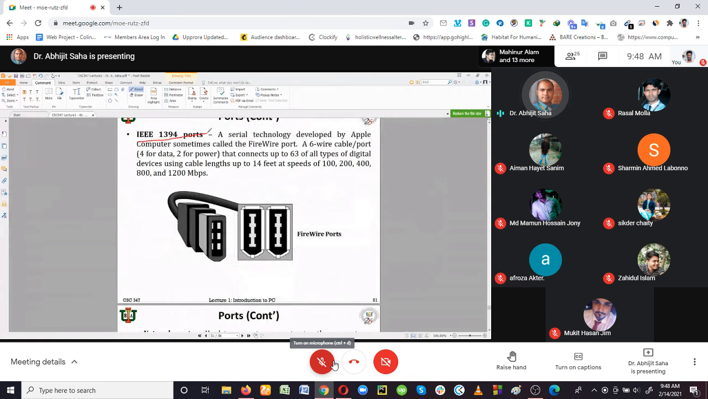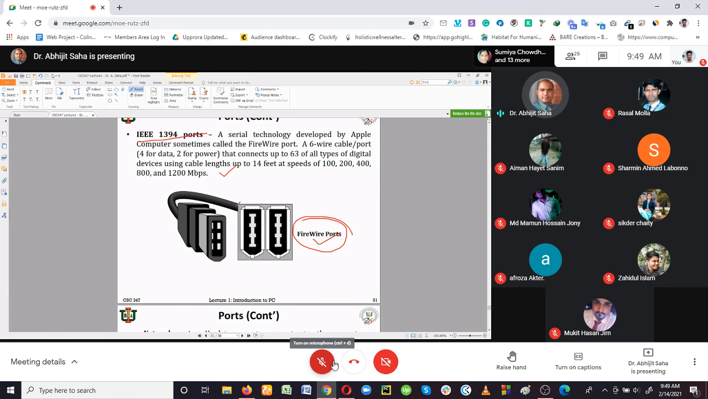These are the IEEE 1394 ports. So what is the use of this port? The FireWire ports. These FireWire ports can be used for different purposes. They are especially used for high speed devices for transferring data. These FireWire ports are used for different cams, for example a camcorder. The camcorder has a FireWire port, because the FireWire port is faster for sending the data.